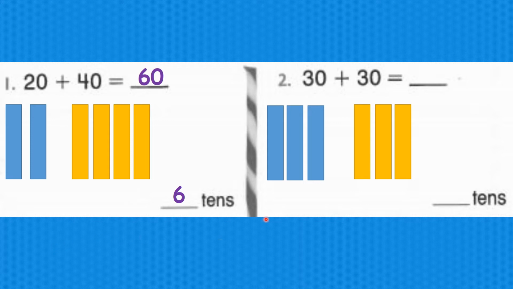Let's move over to the next problem. We've got 30 plus 30, so I made 3 tens and another 3 tens. So count by tens with me. 10, 20, 30, 40, 50, 60. So 30 plus 30 equals 60, which is the same as 6 tens.